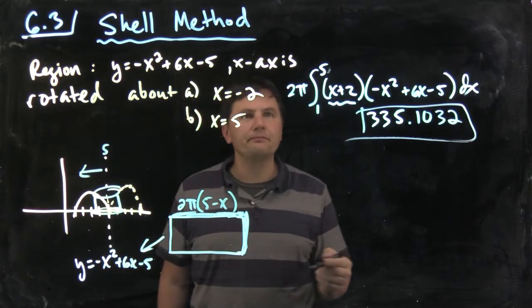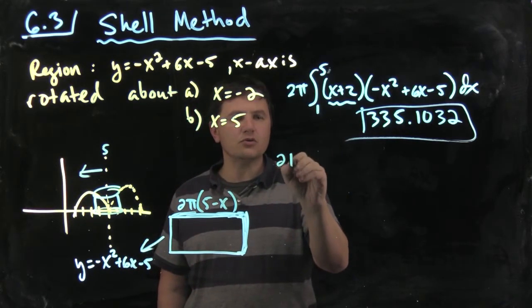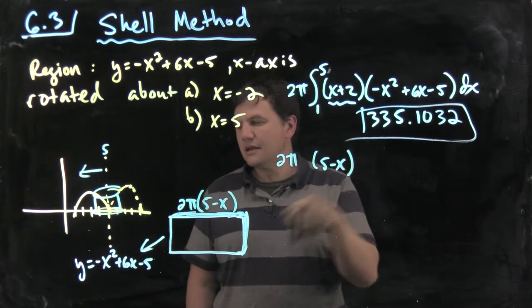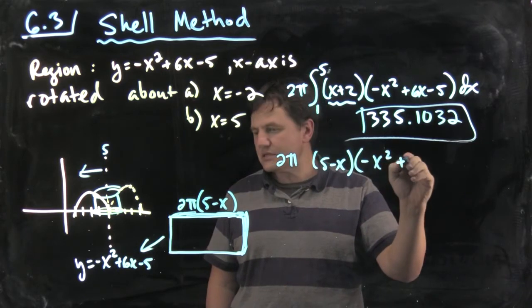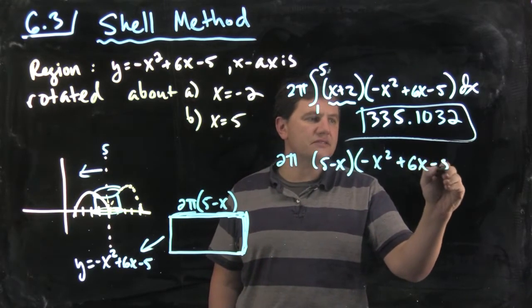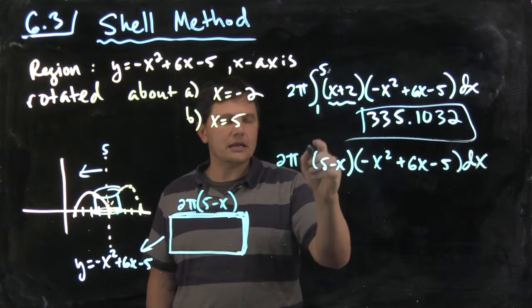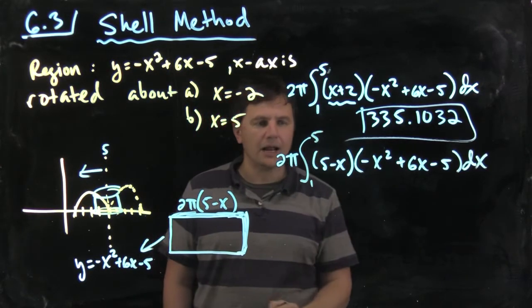Now, once again, if you ever get confused, let's set this up exactly the same way. So this will be 2 pi r, 5 minus x, the height of our shell, negative x squared plus 6x minus 5 dx, okay? And we're integrating that from 1 to 5, which is going to add up all those.